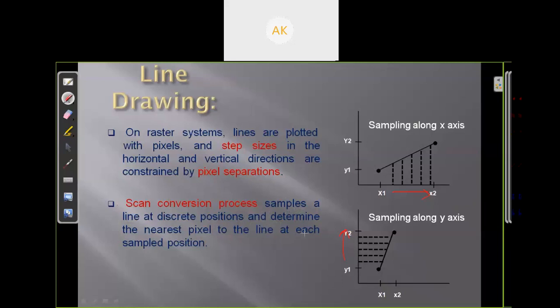What is the meaning of this scan conversion process? It means you are moving in one direction and calculating the discrete position. Because everything about your screen is discrete positions, because there are a number of horizontal lines and vertical lines. So you are moving in one direction and calculating this discrete position.